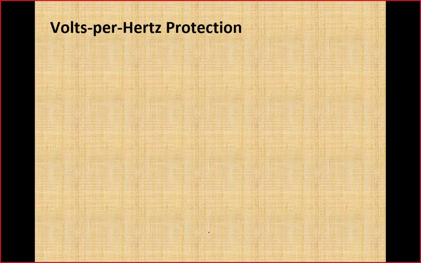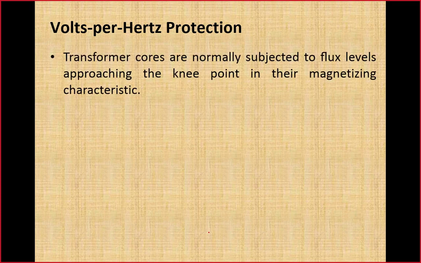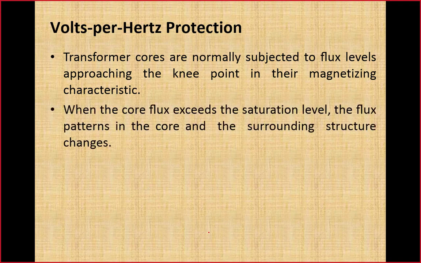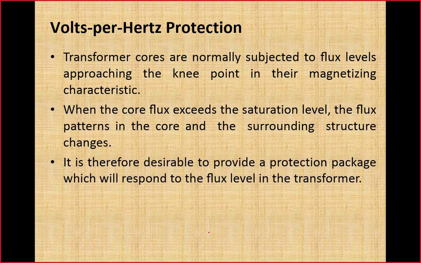Next we discuss volts per hertz protection of power transformers. Transformer cores are normally subjected to flux levels approaching the knee point of their magnetizing characteristics, and we discussed this design methodology of the transformer in detail when we discussed inrush current during energization. When core flux exceeds the saturation level, the flux pattern in the core and the surrounding structure changes. It is therefore desirable to provide a protection package against this overfluxing condition of the transformer.